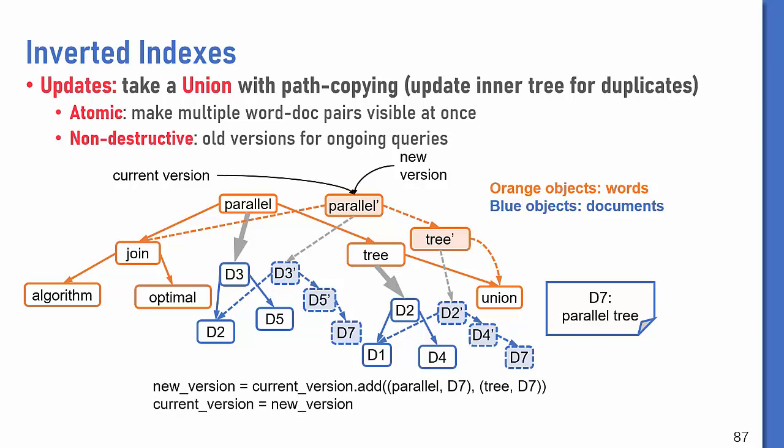And what did we get? We have updated the index, adding a new document. The update is atomic. D7 will appear in the list of parallel and tree at the same time, atomically. And also this update is non-destructive. If slow queries are still working on the old version, it's still there, it's immutable, so the queries are safe.